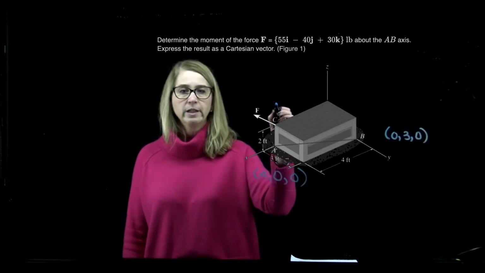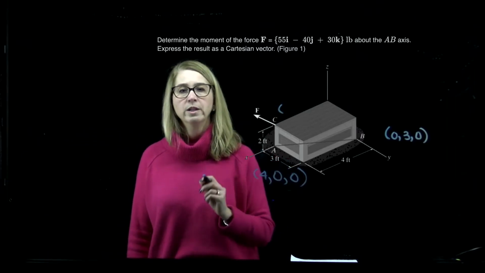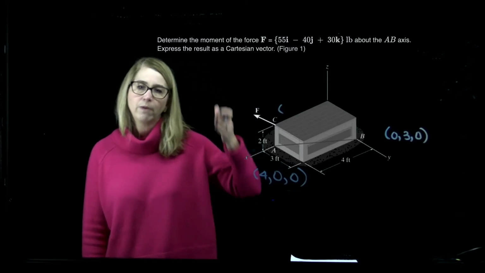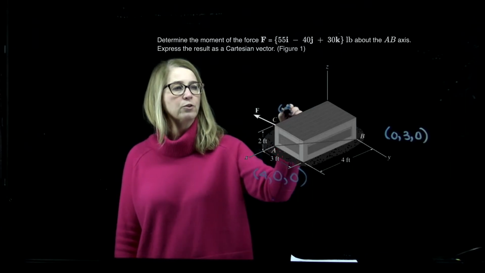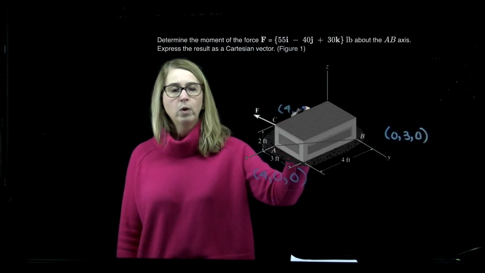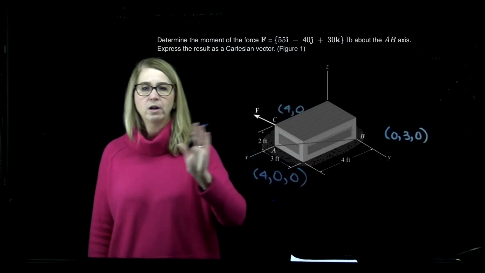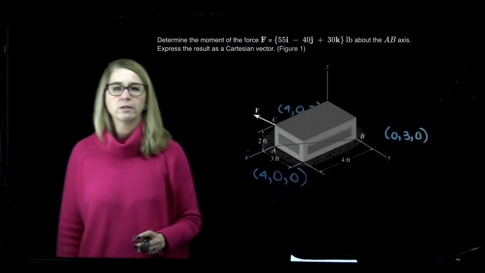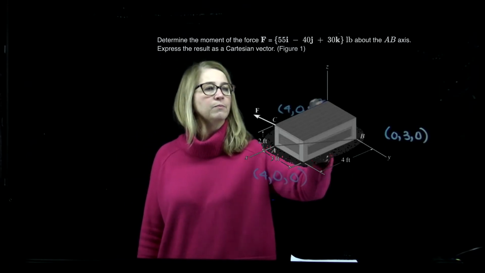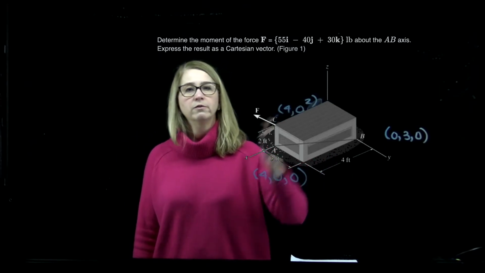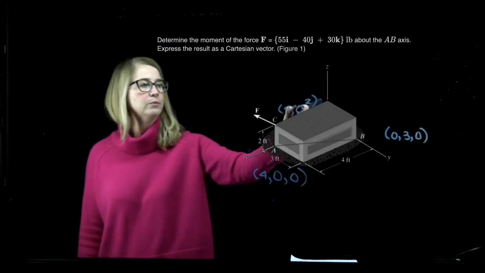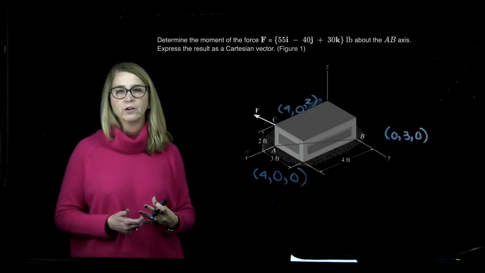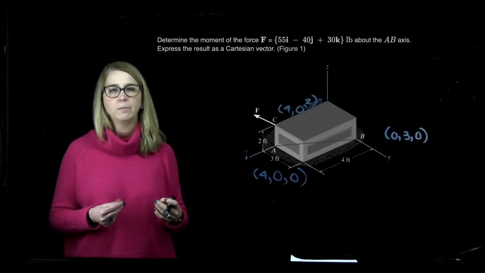And then the other point that I'd like to know is the coordinate of C, which is going to come in handy. The coordinate of C is right above A, so it has the same x-coordinate. Its y-coordinate is 0 because it's on that xz plane, and it's 2 feet up, so it has a z-coordinate of 2. All right.